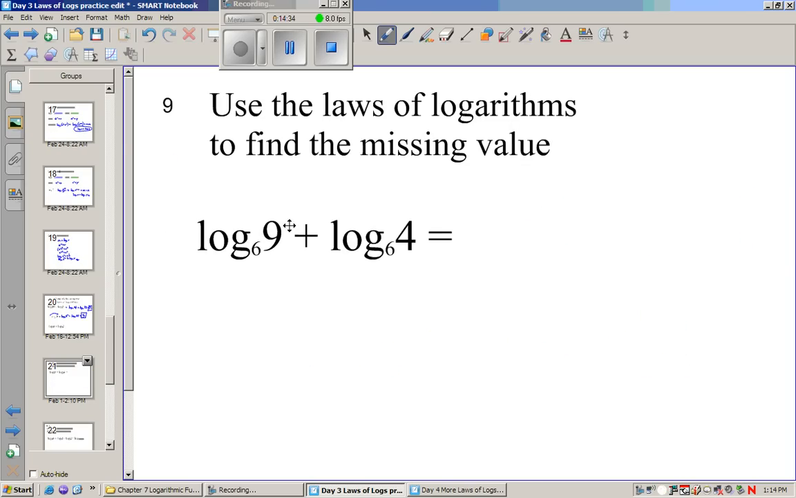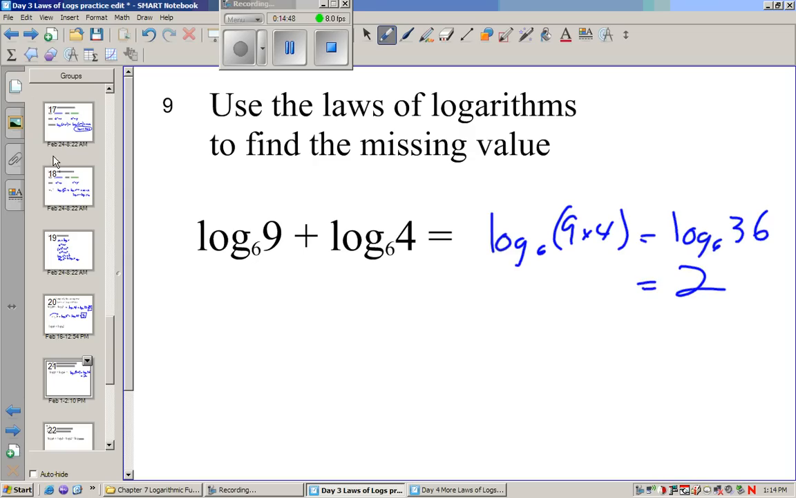Now for adding two logs with the same base, we can combine it. So this would be log base 6 of 9 times 4. 9 times 4 is 36. So 6 to which power is 36? That answer is 2.